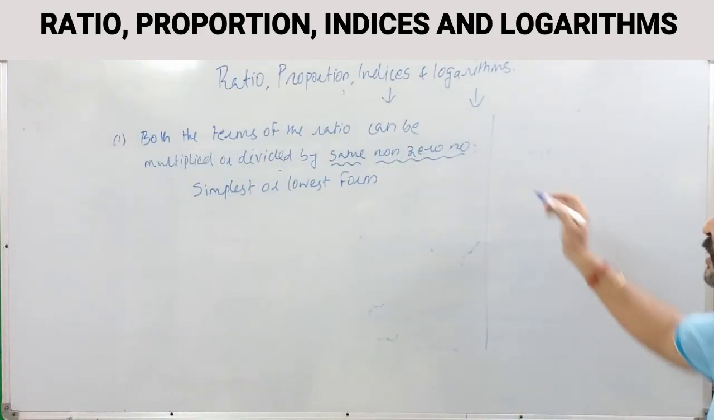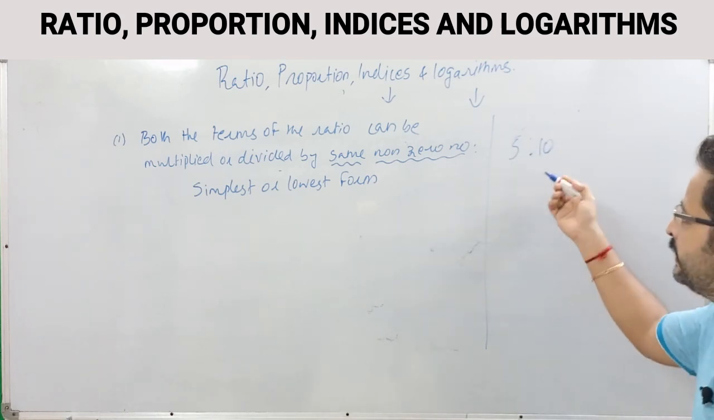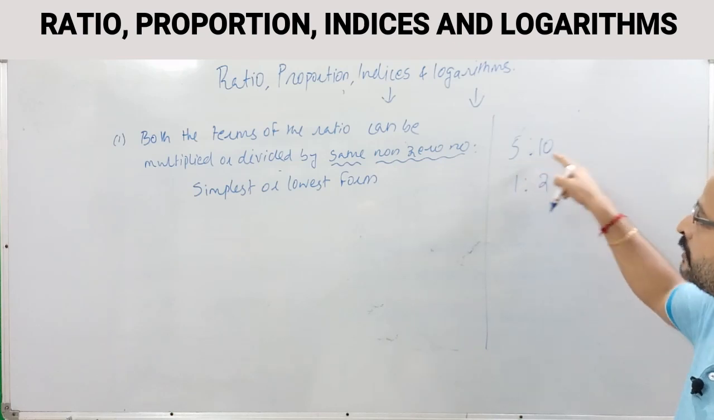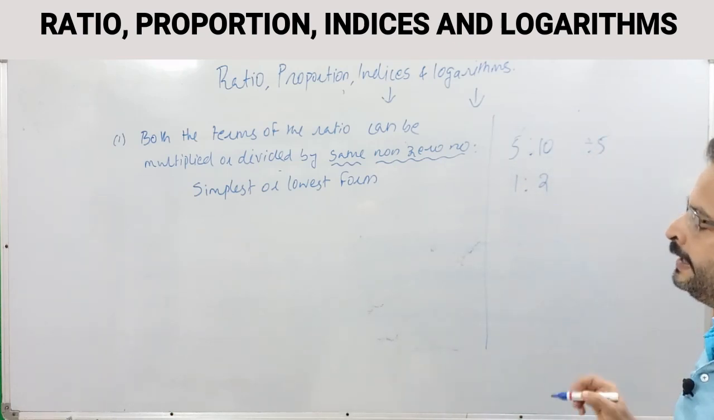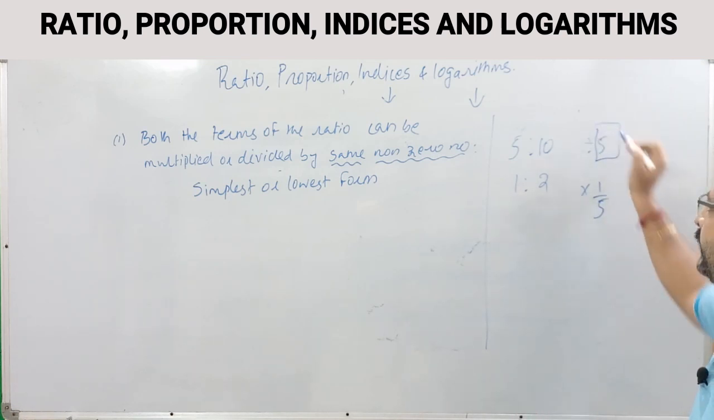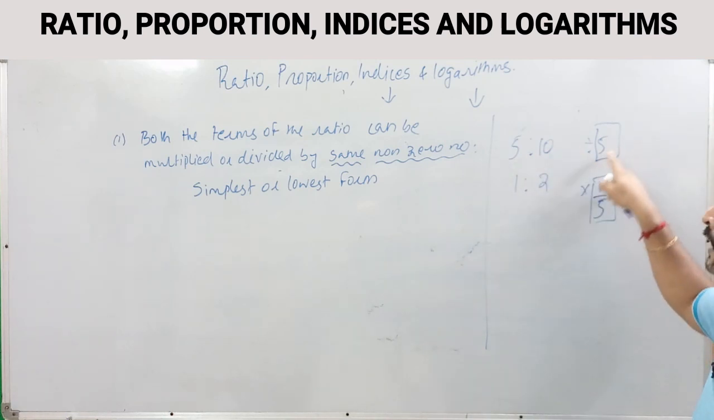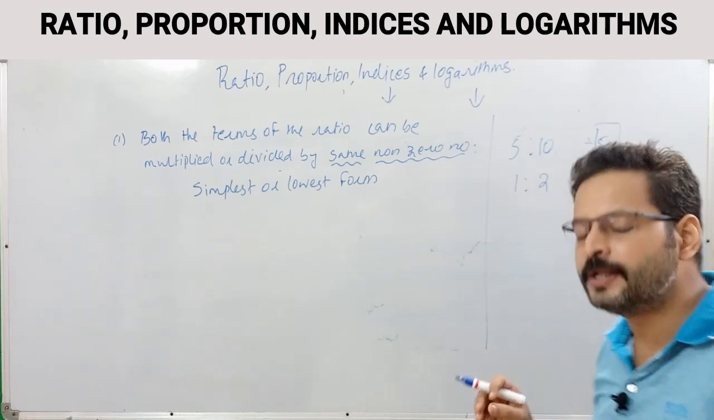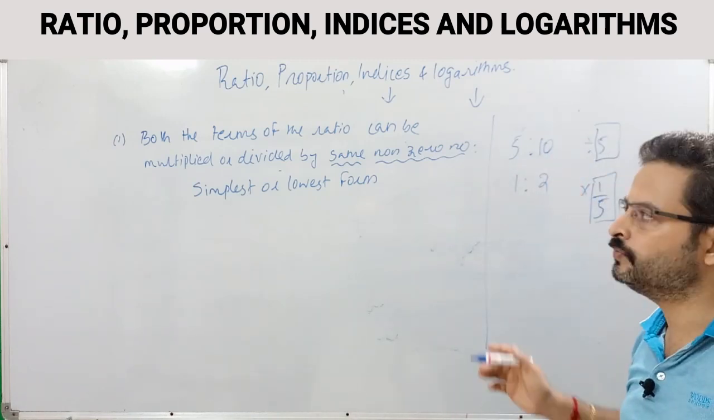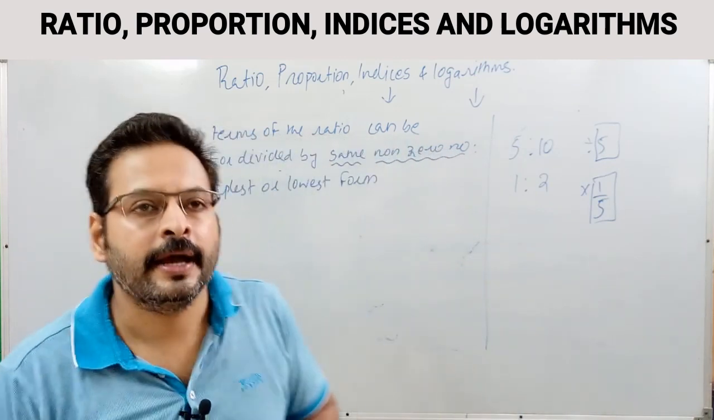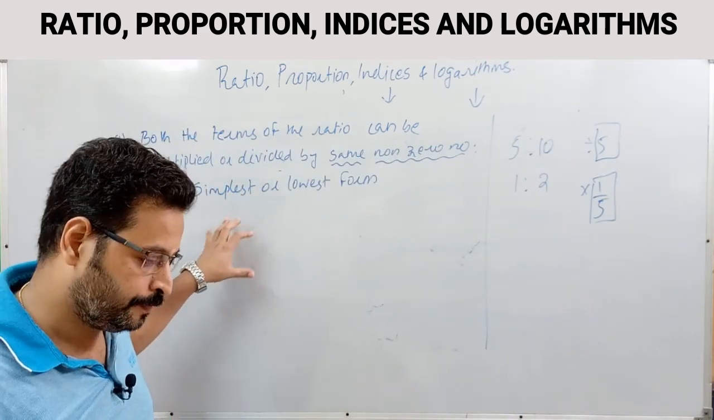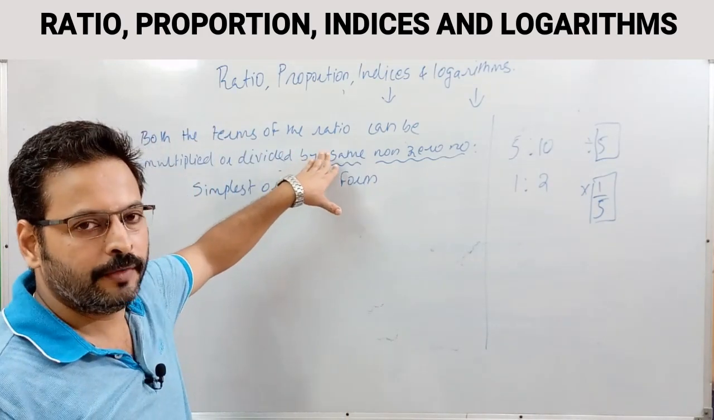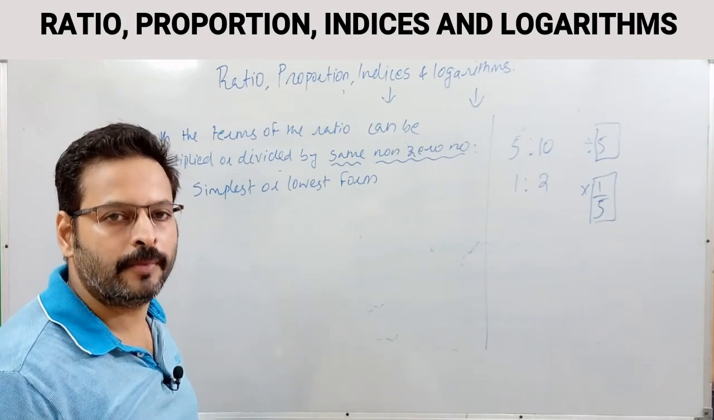Consider the example. Normally the ratio 5:10 is represented as 1:2. This property is used in this. 5:10 can be written as 1:2. That means both the terms of the ratio are divided by 5 or multiplied by 1 by 5. Okay. It is a non-zero number. Both the terms, 5 divided by 5 equal to 1 and 10 divided by 5 equal to 2. That means while we are expressing a ratio, it should be in the simplest or lowest form. If we are expressing like 5:10, then no need for ratios. That means both the terms of the ratio can be multiplied or divided by same non-zero number. That means it cannot be multiplied or divided by 0. If it is multiplied by 0, then it will be in the form of 0 by 0, meaningless.